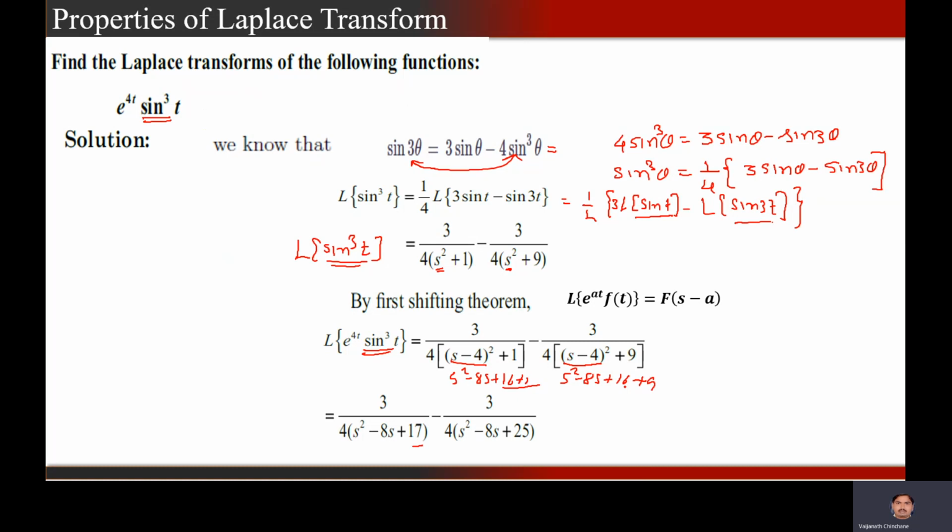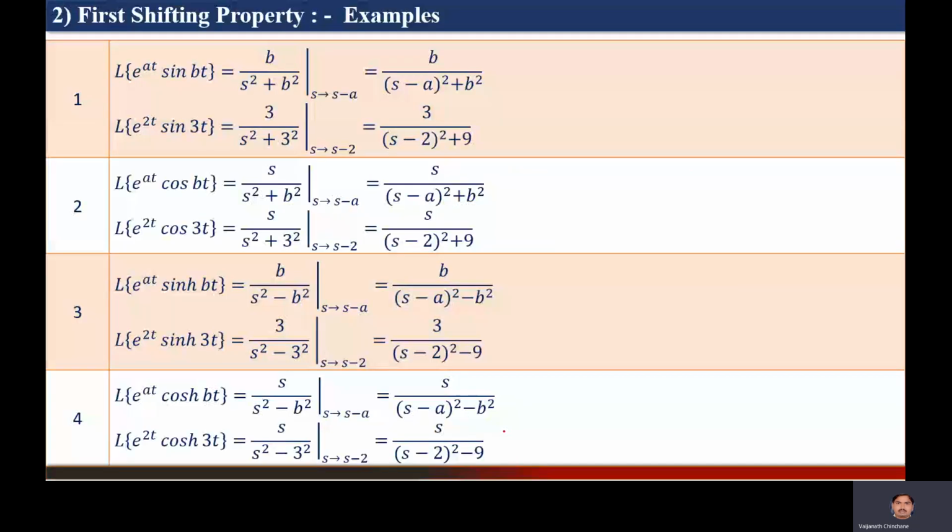Now student, next example, and these are some direct formulae. When we multiply sin bt by e raised to at, what is the Laplace of sin bt? It is b upon s square plus b square, and then if we multiply by e raised to at, s is replaced by s minus a. Similarly, this is the example, sin 3t multiplied by sin 2t.